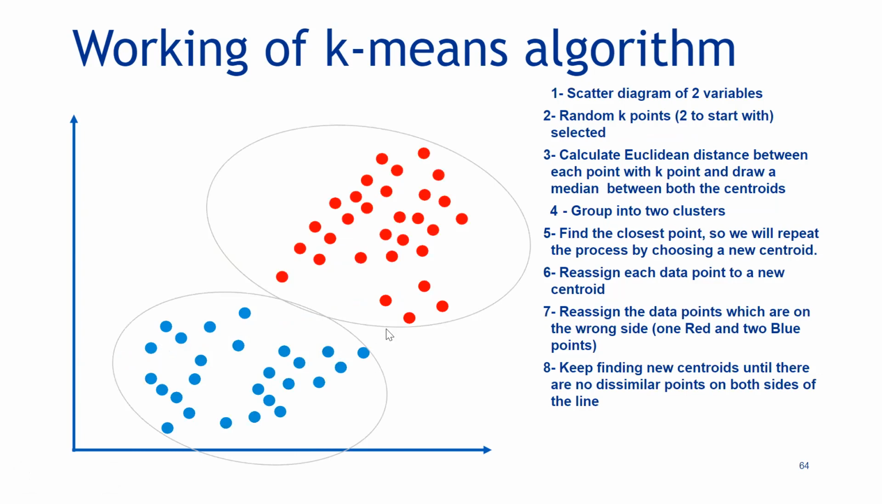So here you can see they have given us 2 different color clusters and they have similarities within the clusters, but they are dissimilar to each other, meaning there is dissimilarity between the clusters.